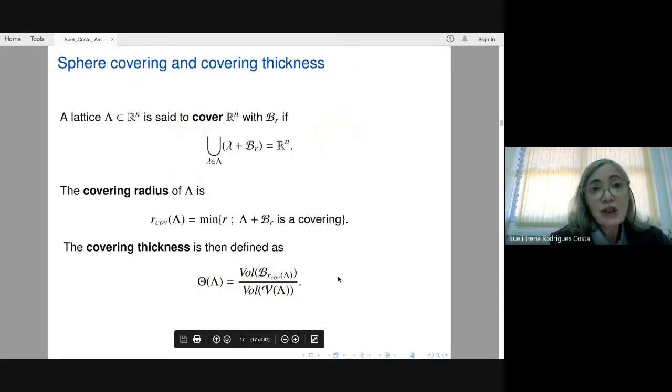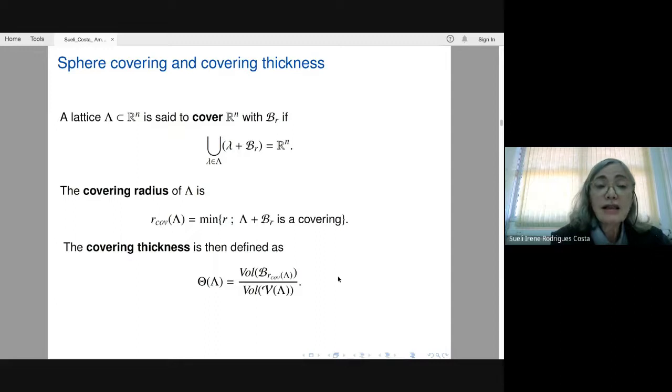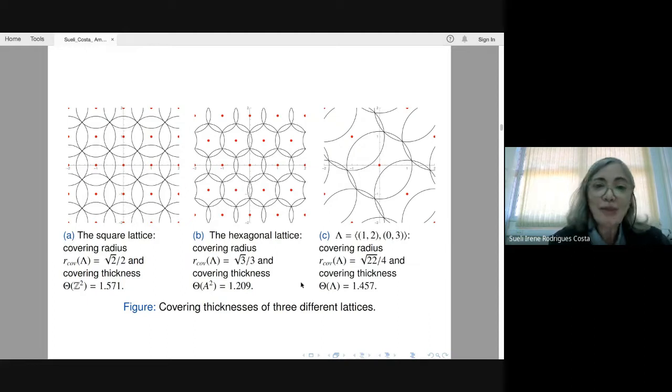Another concept is the sphere covering of a lattice. Here we take the shortest radius such that, translated by elements of the lattice, the balls cover R^n, right? And the covering thickness is the volume of this ball divided by the volume of the lattice, which is the volume of the Voronoi region. Again, this number is always bigger than 1, right? And the smaller this number, the better the lattice regarding this concept of covering, right?